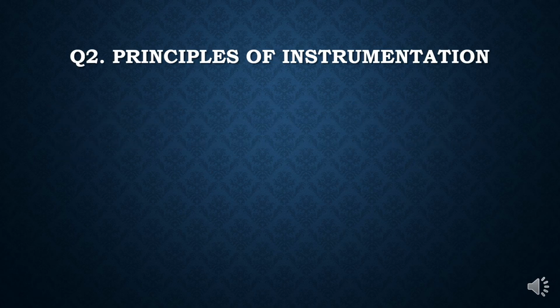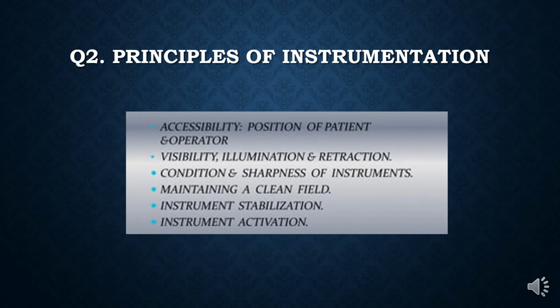Number two is principles of instrumentation. These are accessibility, which includes patient and operator positions, visibility, illumination and retraction, condition and sharpness of instruments, maintaining a clean field, instrument stabilization, and instrument activation.